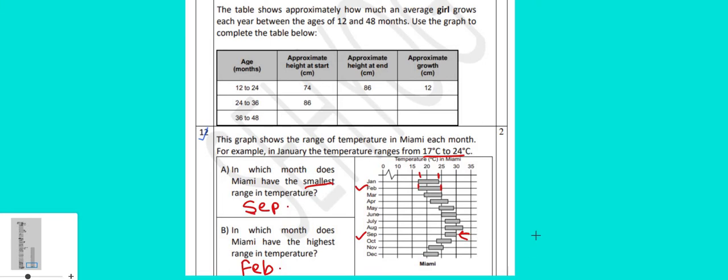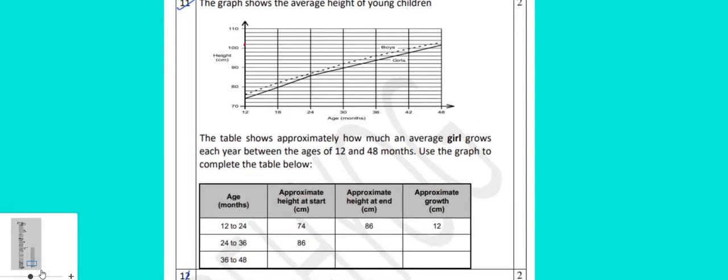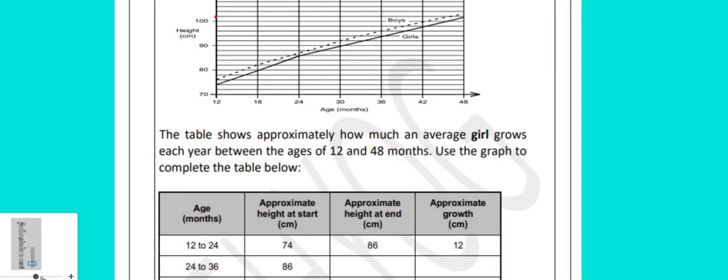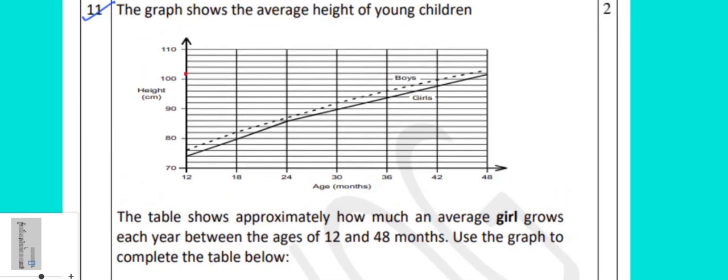Now moving on to the next question, that is question number 11. Here in the bar graph, for this we'll have to zoom in a bit in order to see the graph properly. So yes, here the graph shows the average height of young children. The table shows approximately how much an average girl grows each year between the age of 12 to 48 months. Use the graph to complete the table below.